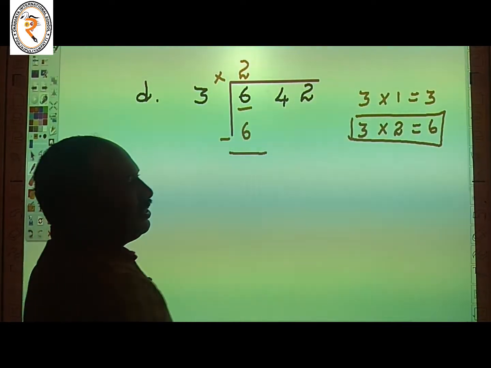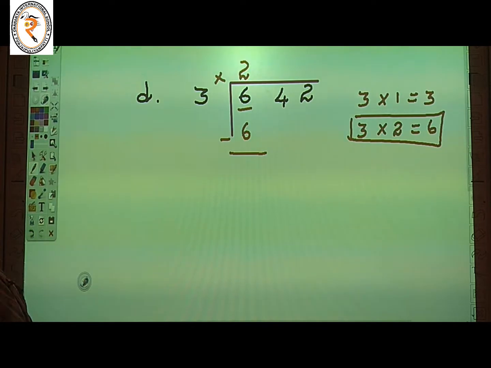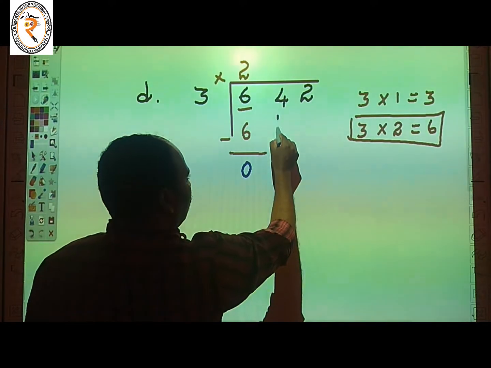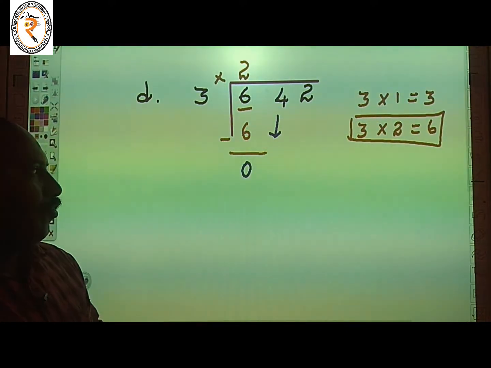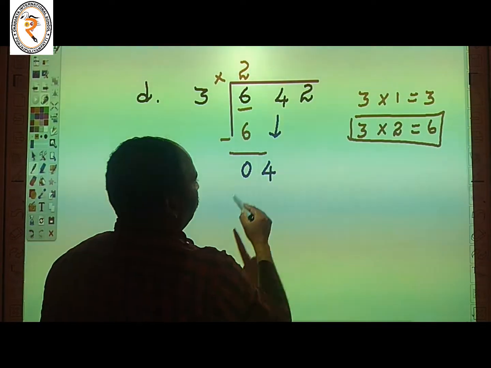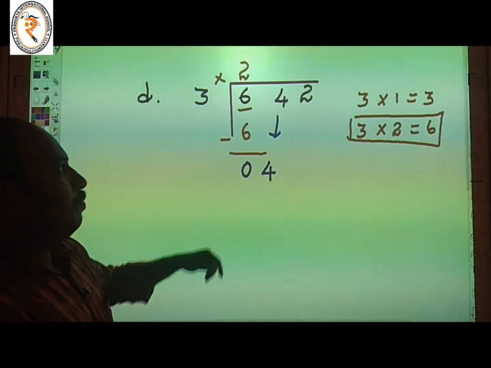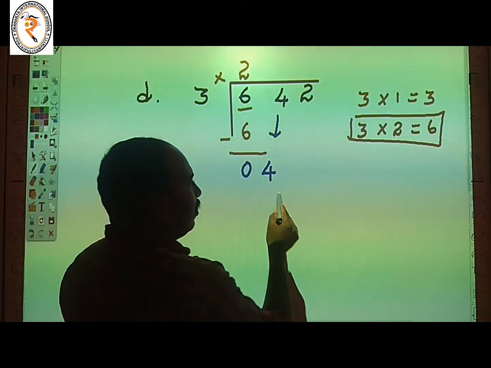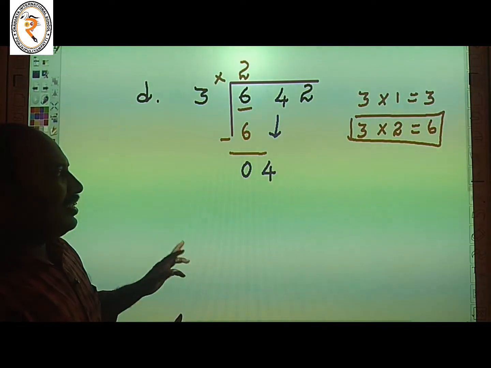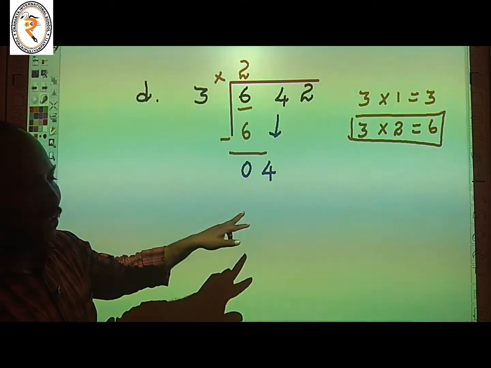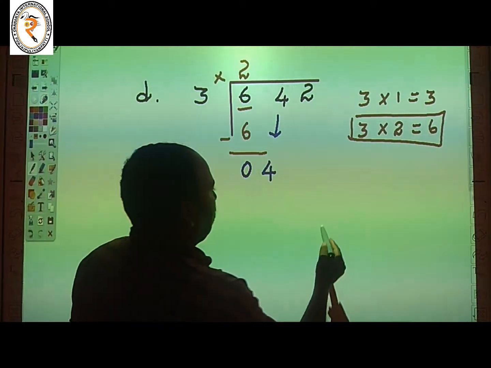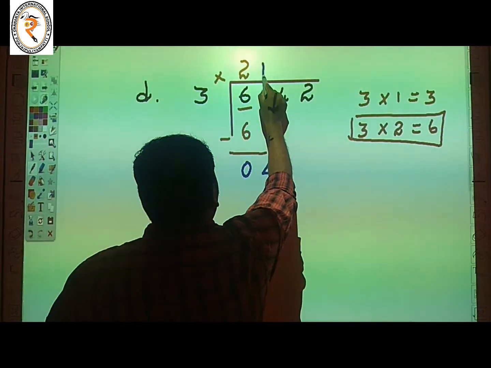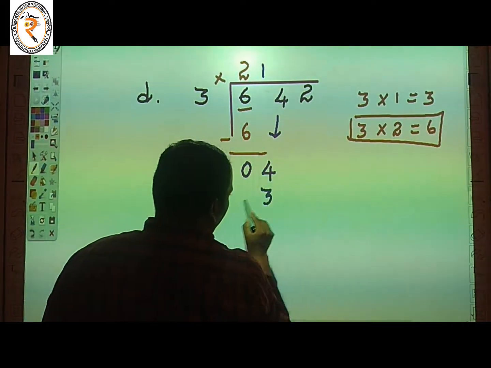Next we want to minus. 6 minus 6 is equal to 0. Next we go to the tens place. 4 tens. Bring down the number 4, divided by 3. 4 cannot be exactly divided by 3, so only one time: 3 into 1 is equal to 3.